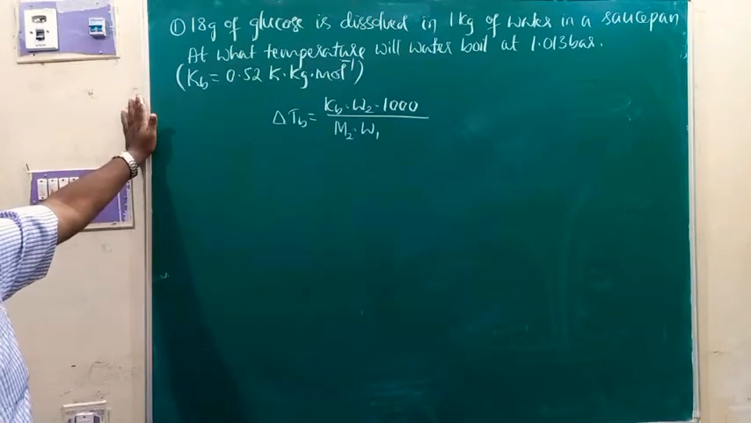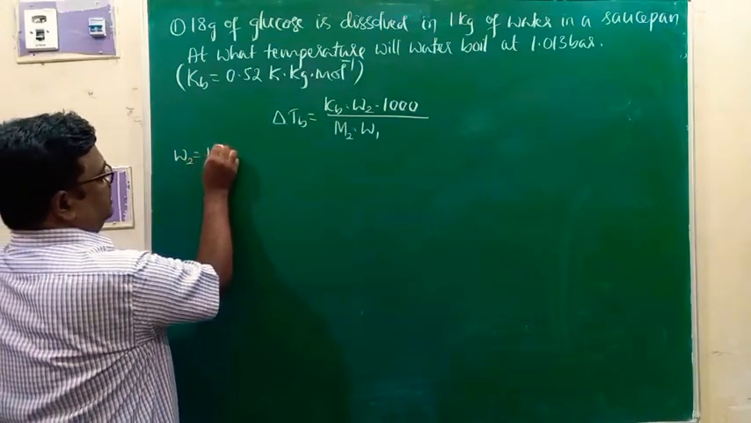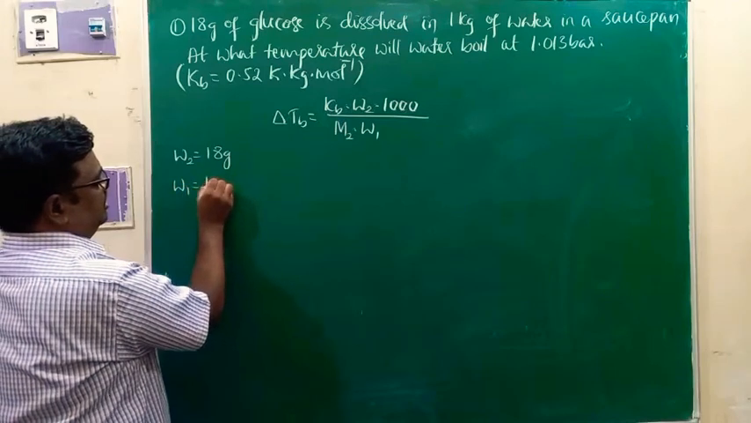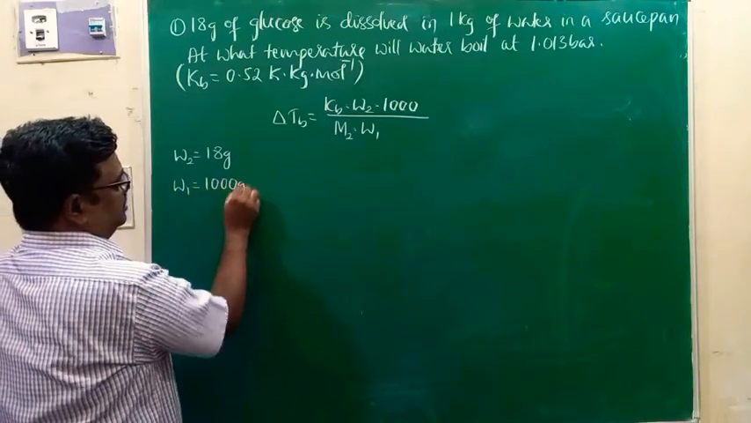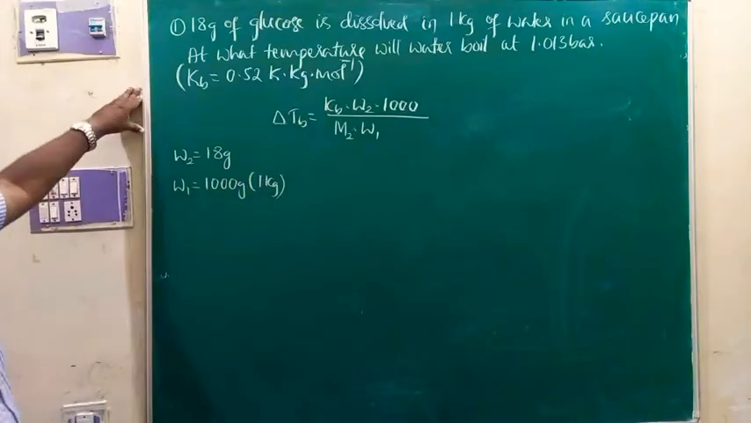The solute is glucose, the solvent is water. The mass of solute is 18 grams, and the mass of solvent is 1 kg, which means 1000 grams. You convert it to 1000 grams.